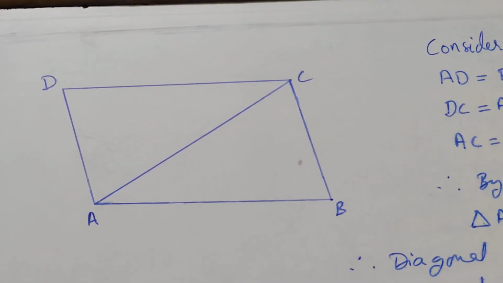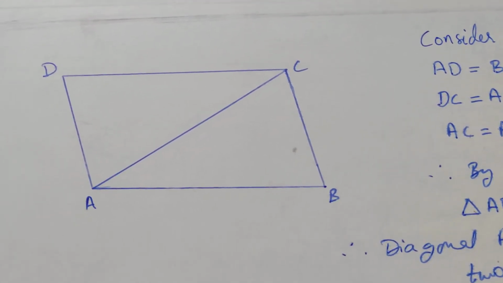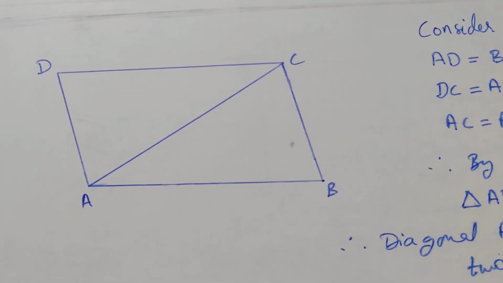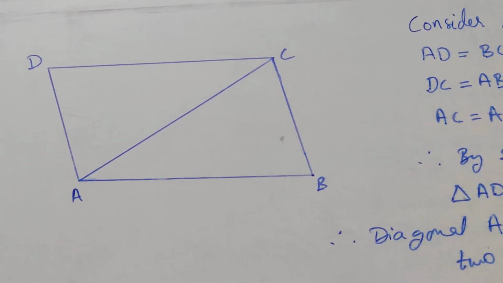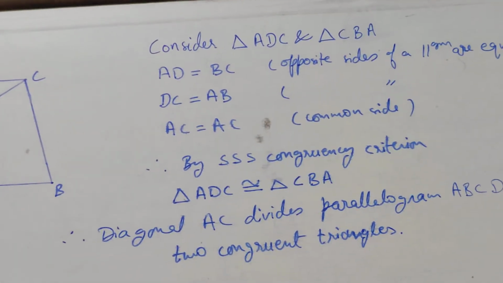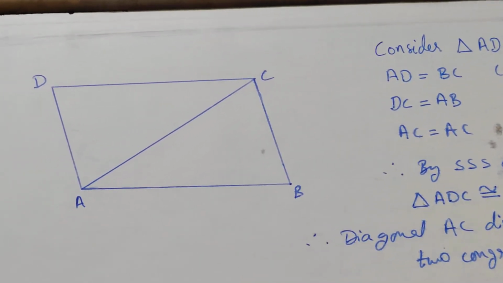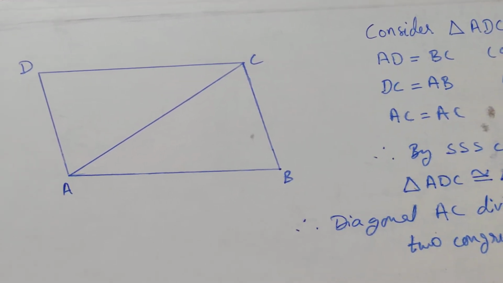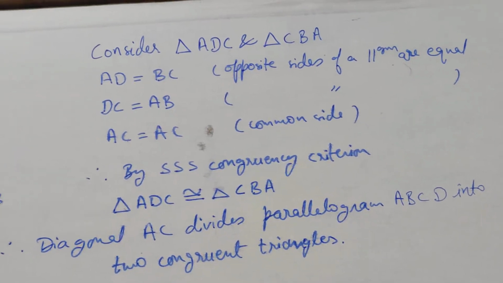Now we will try to prove that these two triangles are congruent, and for that we have four criteria of congruencies, and we will see whether any of these is applicable for these two triangles. So now we are considering the two triangles, triangle ADC and triangle CBA. Now here we have AD equals BC. Why? Because opposite sides of a parallelogram are equal. So AD is equal to BC.